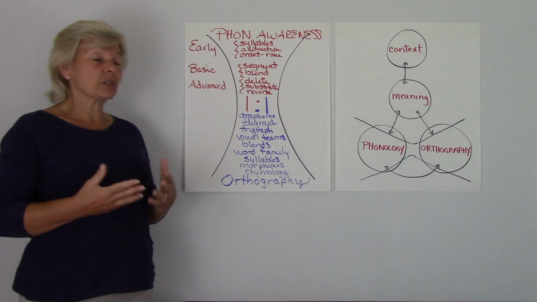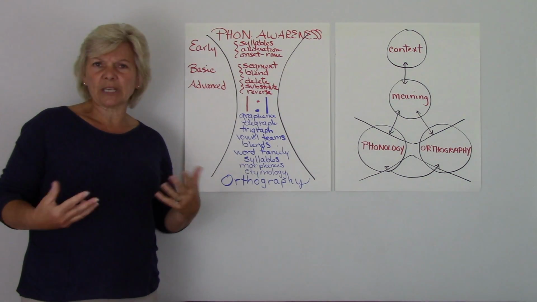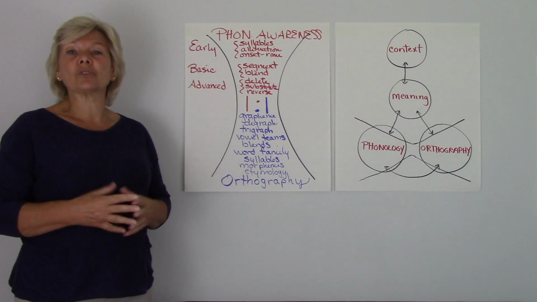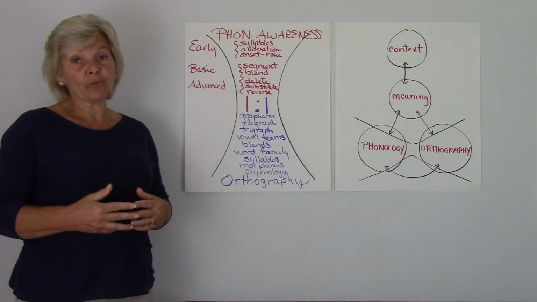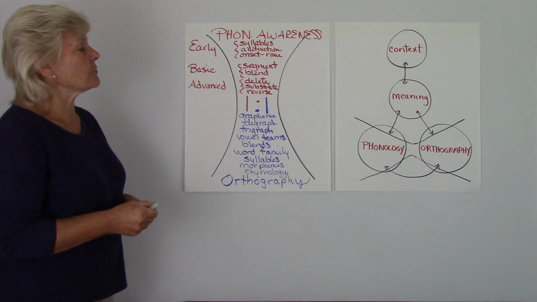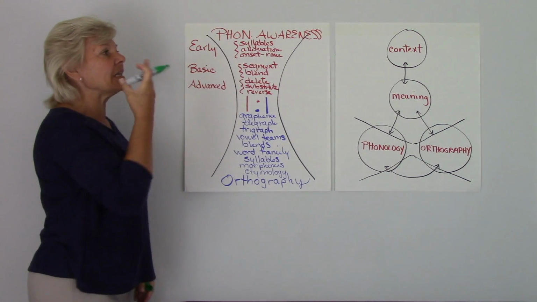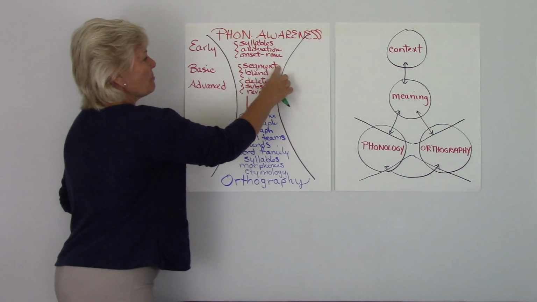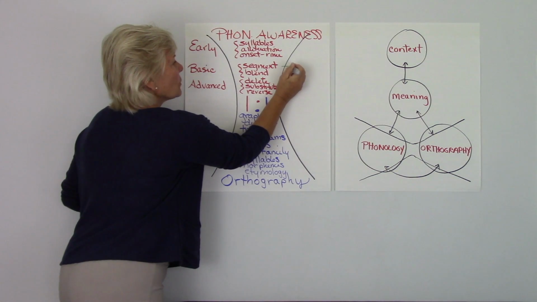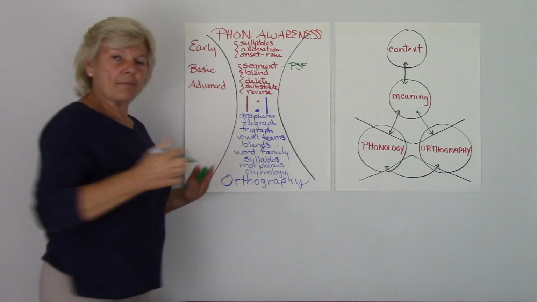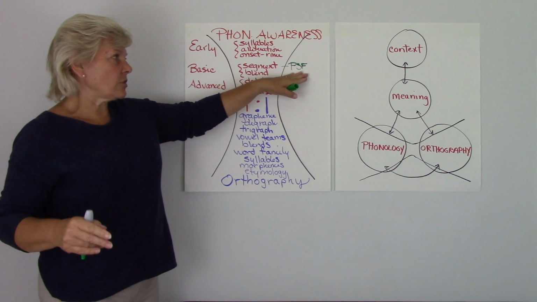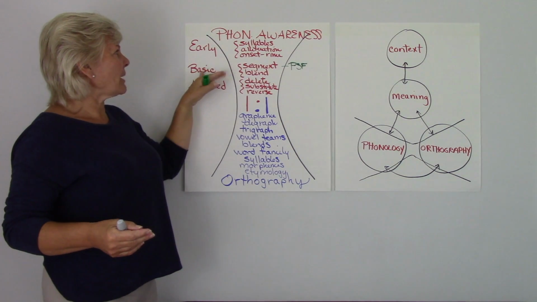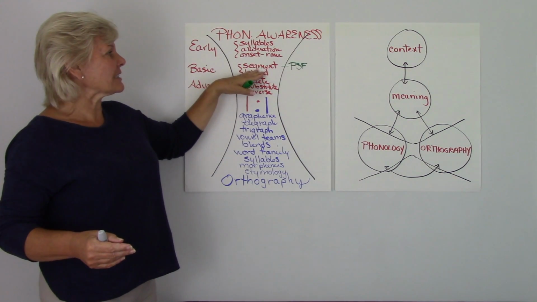For example, if I'm using a screener like DIBELS or AIMSweb or TPRI or Fox in a Box or a CBM measure, I want to know how my students are doing, especially when they're young beginning readers with phonological awareness. I often have screening tools that are PSF, phoneme segmentation fluency, where I'm asking my students to segment sounds within words. So whenever you give a measure that is phoneme segmentation fluency, both for accuracy and automaticity, you're checking right in here in the basic level of phonological and phonemic awareness at the segmenting level.